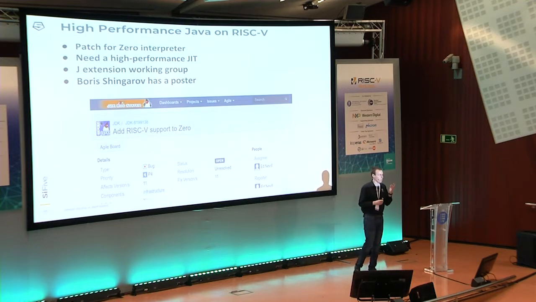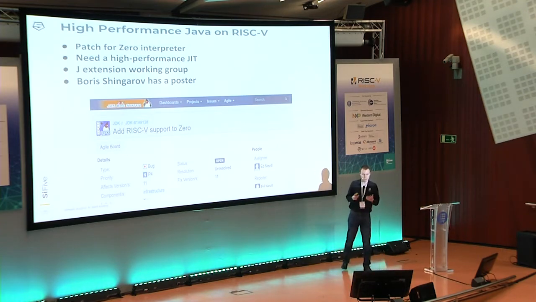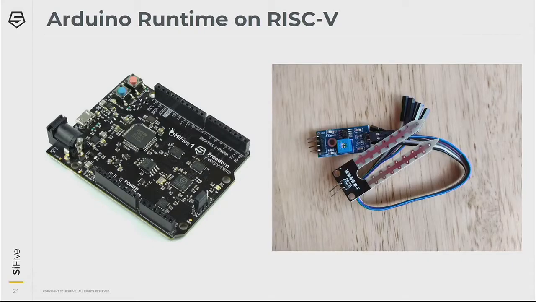And Boris, who has done an OpenJ9 port to other architectures, is here today with a poster, I believe, talking about his support for RISC-V in OpenJ9, which I'm very excited about, because it'd be really good to have a Java implementation. Another important thing to have are embedded runtimes, which is something we're lacking right now.